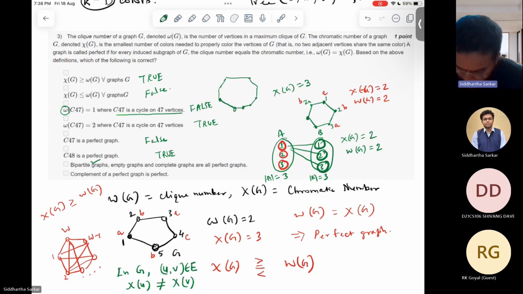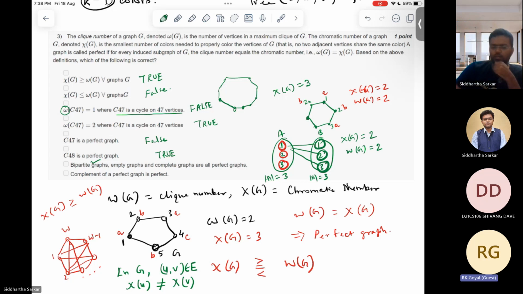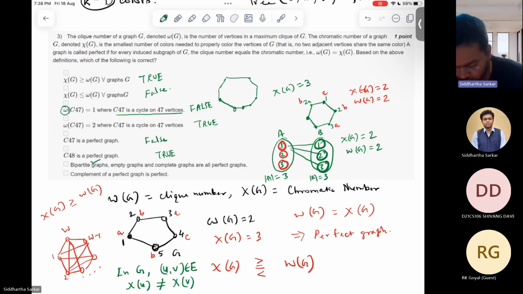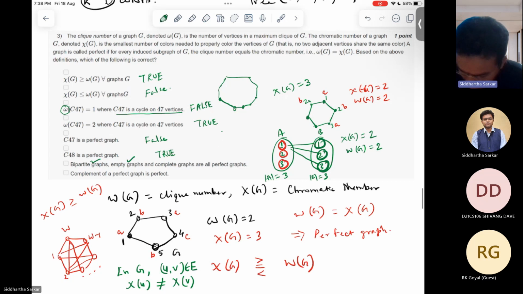What about empty graphs? In an empty graph, it is the same. The chi of G would be the same as the omega of G. An empty graph means there is no vertex, no edge. It is just a placeholder. So chi of G is trivially 0 and omega of G is also trivially 0. So equality exists there too. And how about a complete graph, where every vertex is connected to every other vertex?